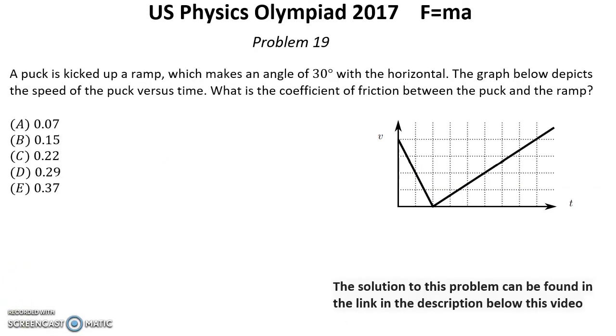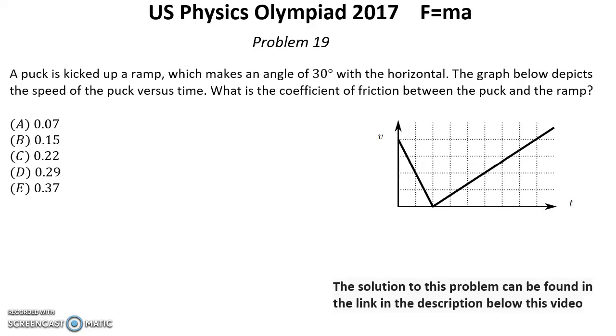Problem number 19. A puck is kicked up a ramp which makes an angle of 30 degrees with the horizontal. The graph below depicts the speed of the puck versus time. What is the coefficient of friction between the puck and the ramp?